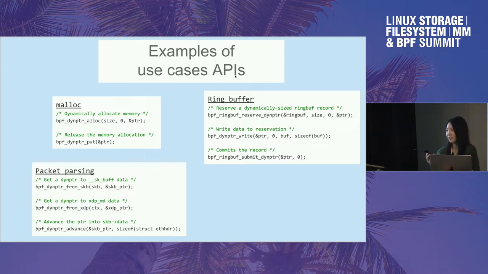And as far as dynptr from SKB and XDP, do we need the context there? Can it be one helper that gets the data in? Is there a difference for us? It's because of the multi-buffer stuff. But multi-buffer we cannot do anyway. If you pass data, you don't know where the end is. So you need to pass both data and data end, like two pointers.